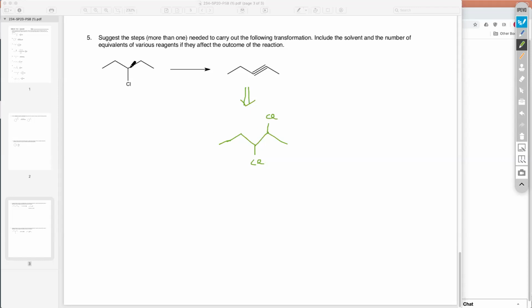But if I could somehow convert this to a double bond, well, then we do have a way to get from here to here, right? So notice I've thought a little bit backwards, but I've also thought a little bit forwards in coming up with this reaction process. I showed my retrosynthesis as I was thinking backwards, but when I show the actual step, I do need to show the forward arrow.